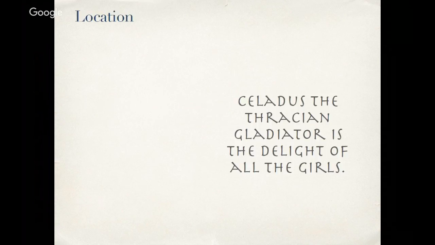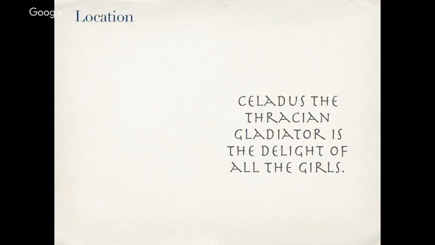So, for example, I think that where something used to be, when we look at an ancient artifact, does affect our understanding of it. For example, if we look at this inscription that was found in Pompeii, that says Calidus, the Thracian gladiator, is the delight of all the girls.